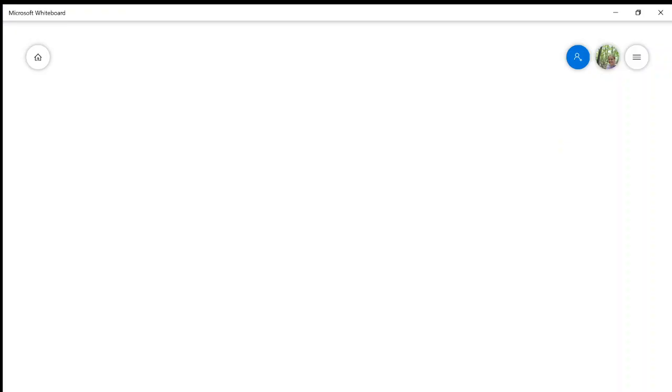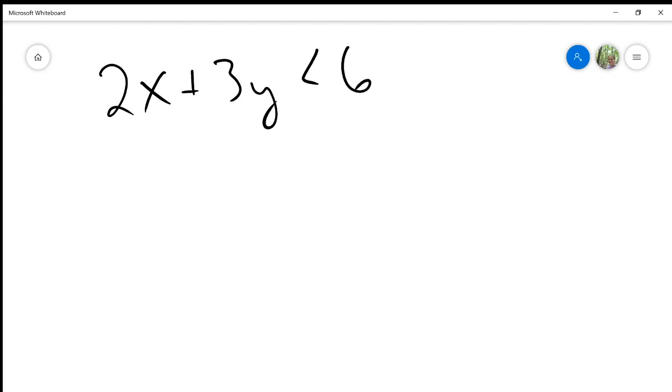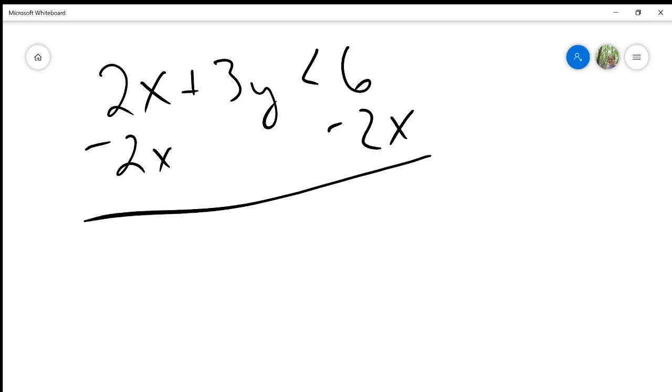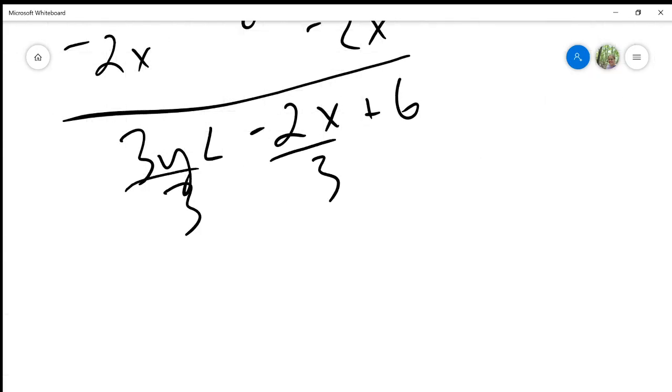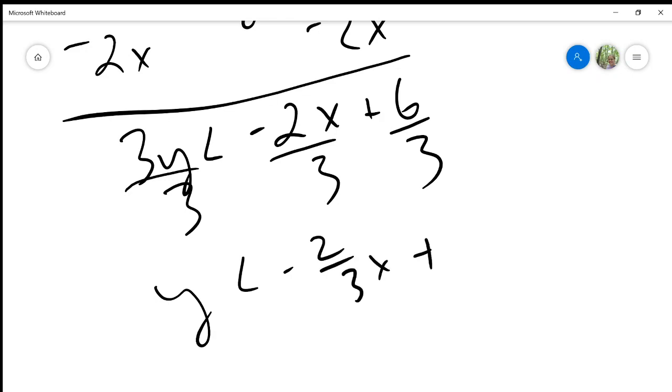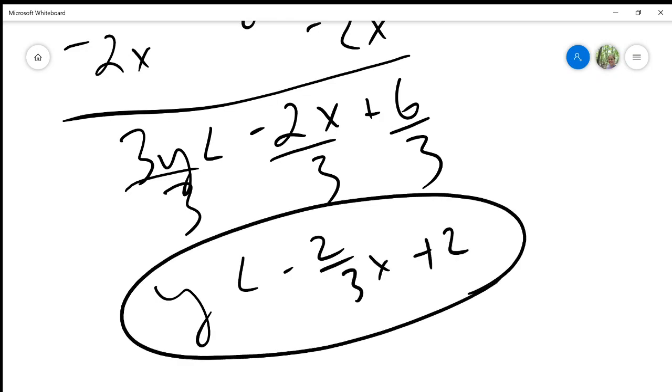So here we go. The first question we have is 2x plus 3y is less than 6. And again, since this is an inequality, my goal is to graph this thing and shade it accordingly. However, the first thing I need to do is make sure this is in slope-intercept form. So 3y is less than negative 2x plus 6. I will be needing to divide everything by 3. Okay, and that will leave me with y is less than negative 2/3 x plus 2.